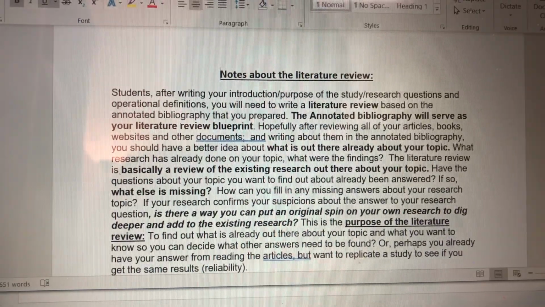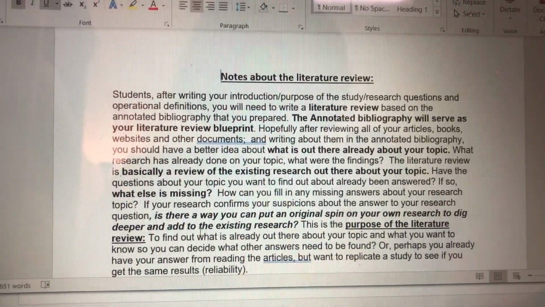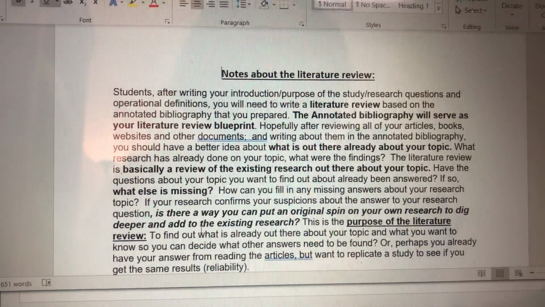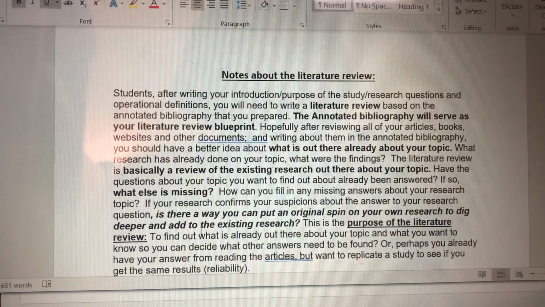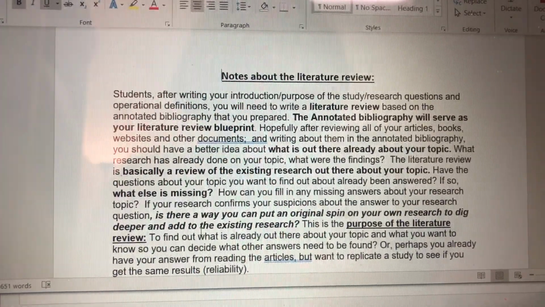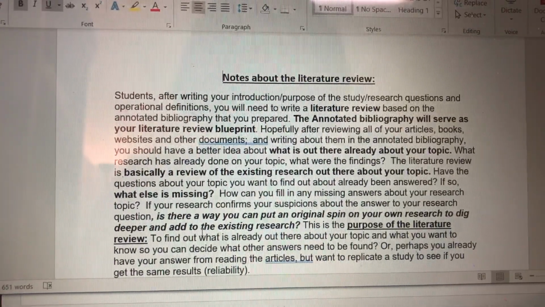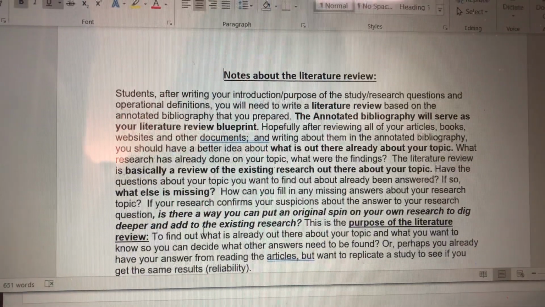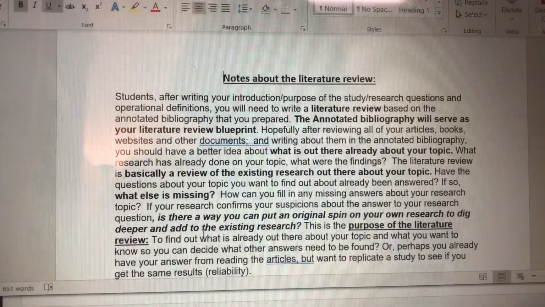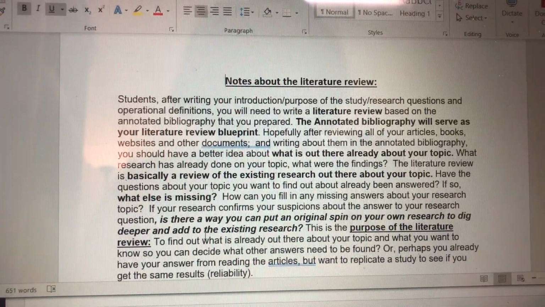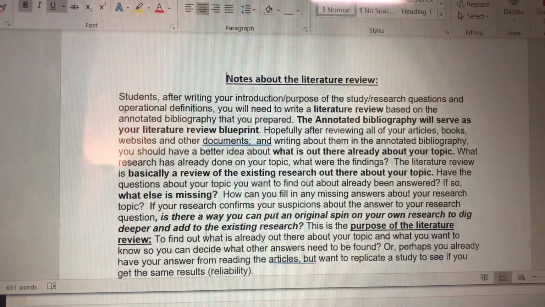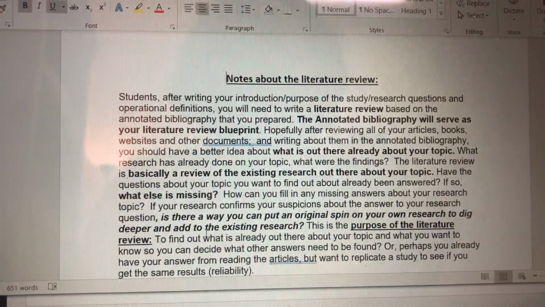Okay, there's also a document that tells you in depth how to write your introduction, purpose of the study, research questions, and operational definitions. Those 4 topics need to come at the beginning of your paper. And I'll go ahead and do another video about intro, purpose of the study, and research question. I've done this before, but I'm going over it again. I just don't want anyone to get lost, okay?